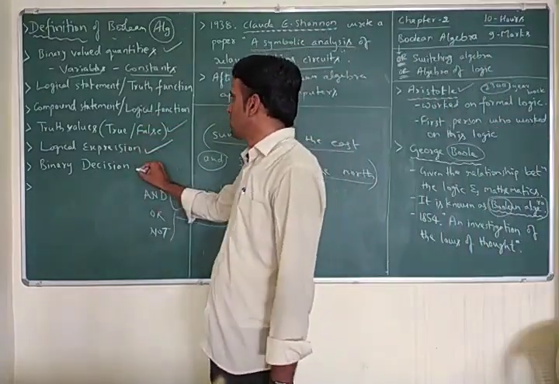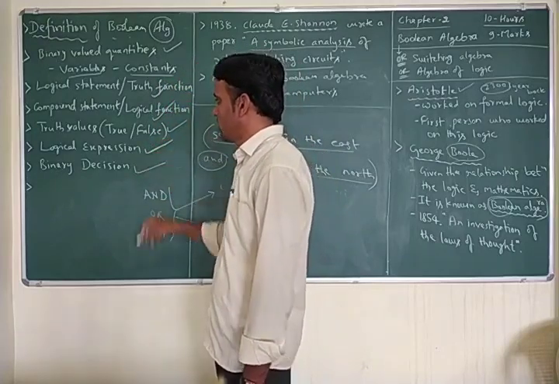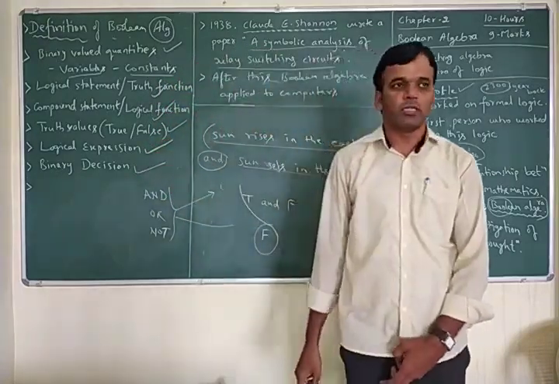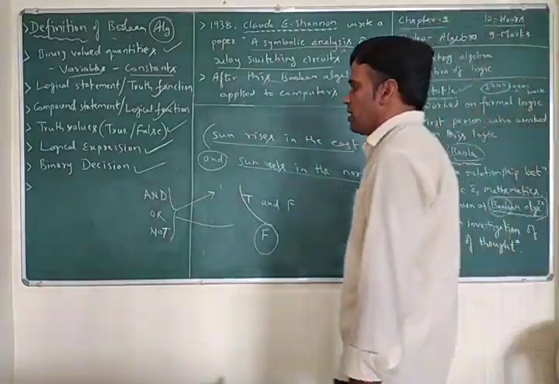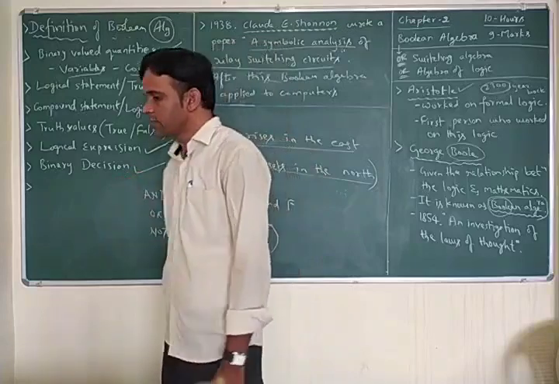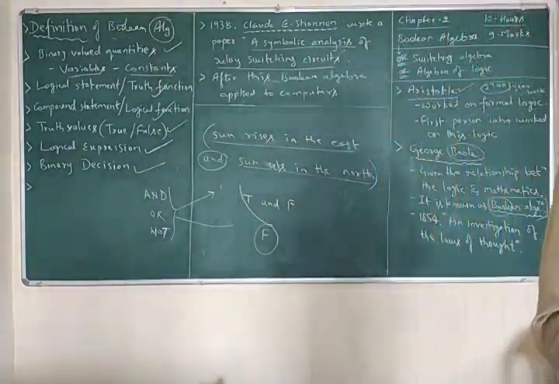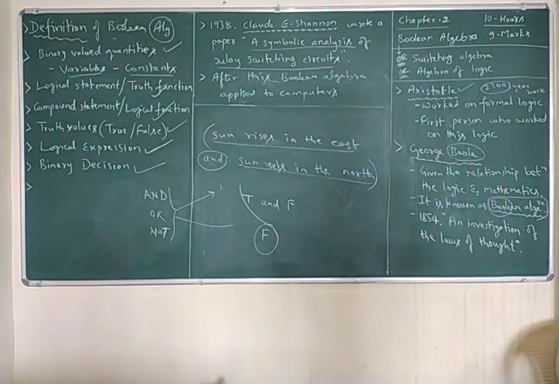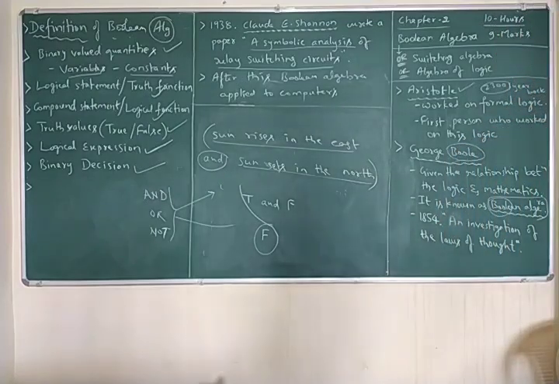So what about binary decision? These are all over. Now binary decision: a decision which results in either true or false is called a binary decision. For a sentence, if you say either true or false, or a decision which results in yes or no, then those decisions are called binary decisions.